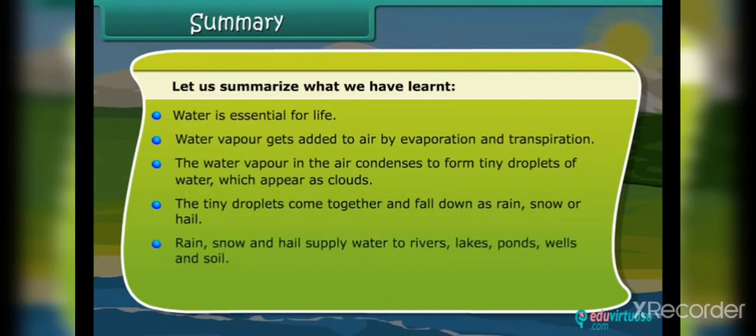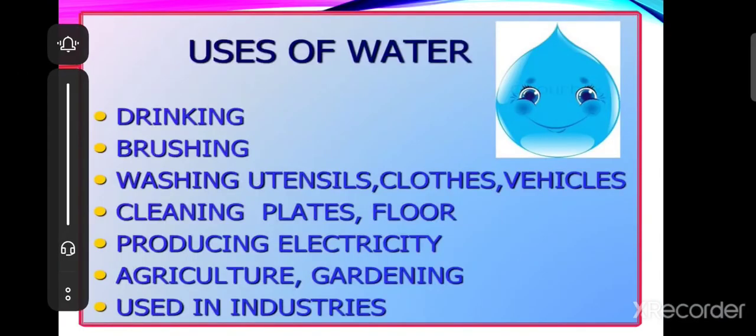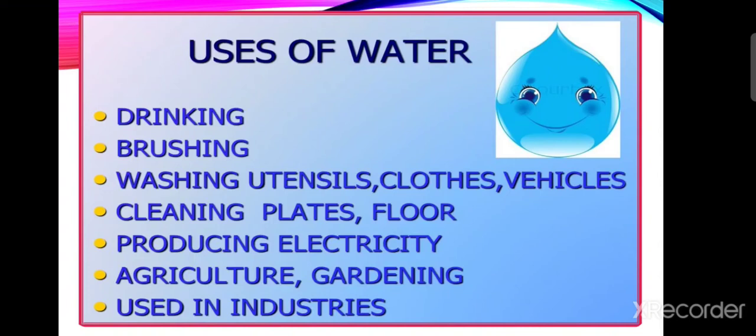Rain, snow, and hail supply water to rivers, lakes, ponds, wells, and soil. The water cycle is a natural process of circulation of water from the land to the sky and back to the land again. So I hope the idea about the importance and uses of water is clear to you. We are going to learn all these things in an elaborate manner in this chapter.